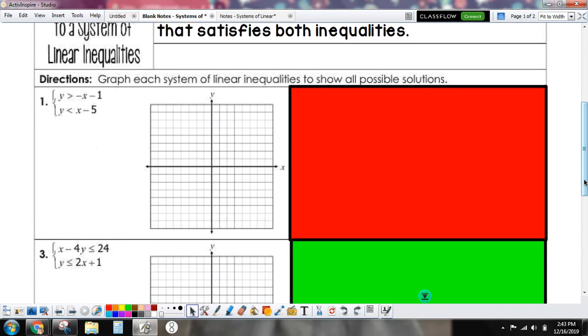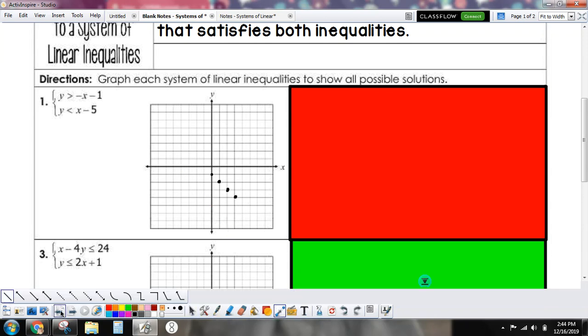So, number one, we're going to start by graphing each system of linear inequalities to show all possible solutions. So what that means is I'm just going to graph both lines. So the first one, I'm going to go -1, put a point. This is telling me my slope is a -1. So I'm going to go down 1 to the right 1, down 1 to the right 1, until I get my line. Okay, this is the greater than sign. And so the greater than sign tells me that it is a dashed line.